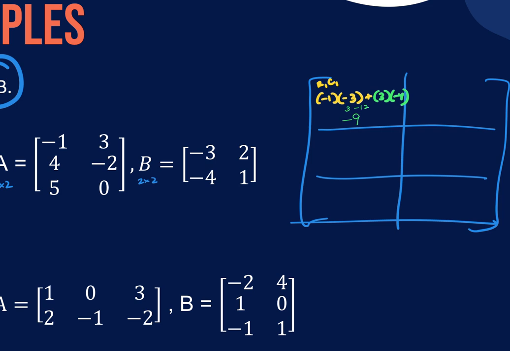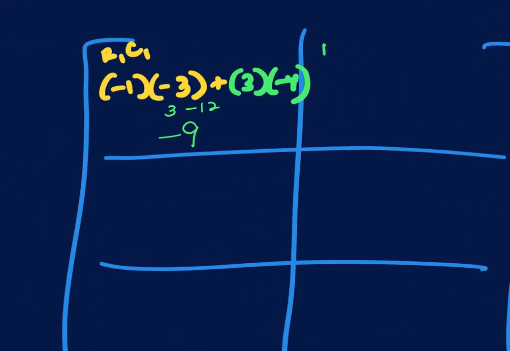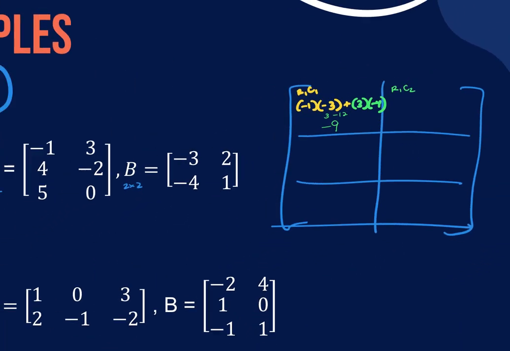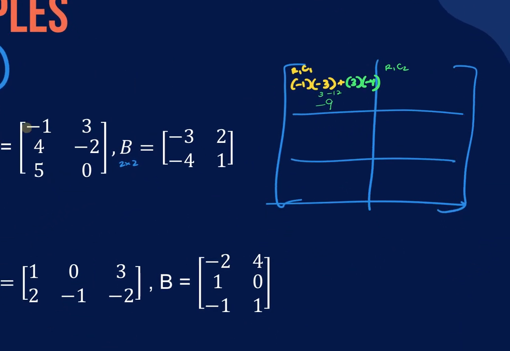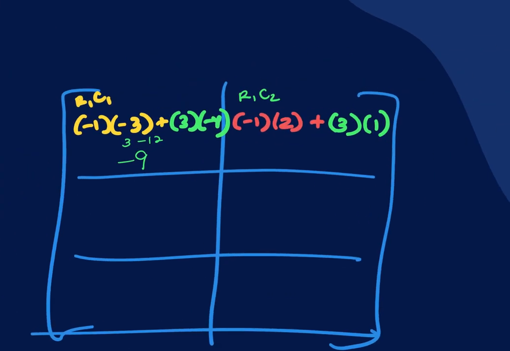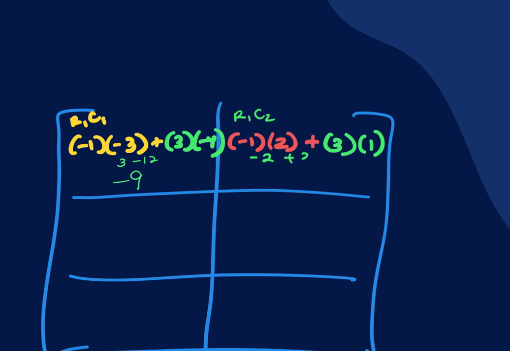And then I go to the next cell, and the next cell would be row 1, column 2. So I go to my first matrix, and I would look at row 1, and on the second one, I'm going to go to column 2. And again, we'd go first with first, so -1 times 2, plus second with second, and it'd be 3 times 1. And then I get -2 plus 3, which is 1.